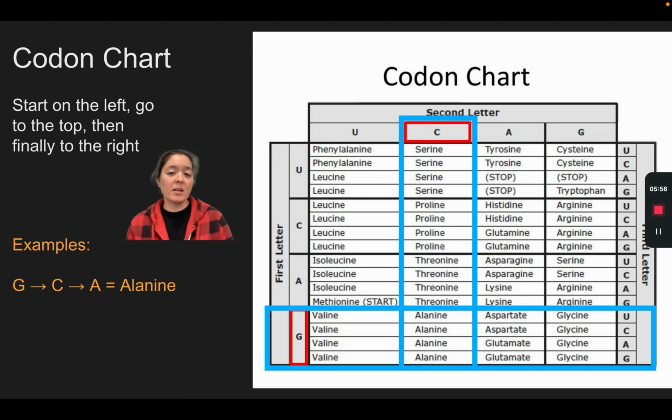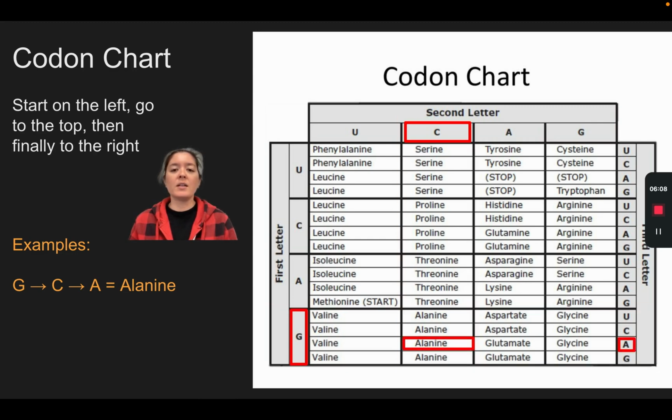Because we see all of those redundancies, we don't really need the last letter for this example, but just for the sake of using the codon chart, we go all the way over to the right and find the A. Where all 3 of these letters intersect will give us the amino acid that is needed for our protein. So in this case, it's alanine.